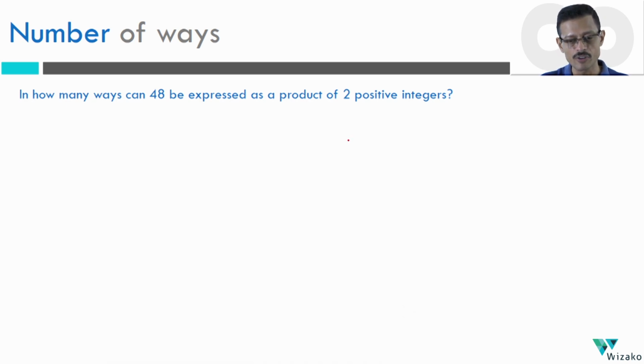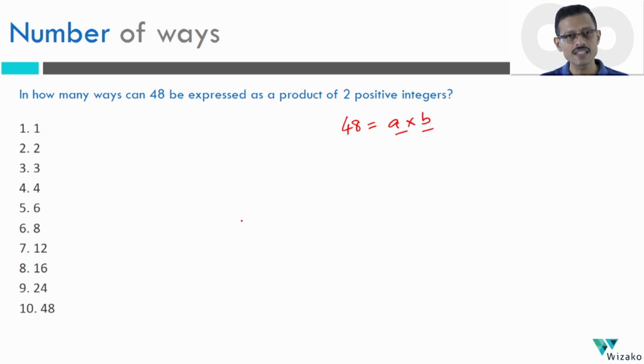In how many ways can 48 be expressed as a product of two positive integers? See, the question is asking in how many ways can I write 48 as an A into B? It's quite evident that both A and B will have to be factors of 48. So our starting point is going to be listing down the factors of 48. These are all the factors of 48. We've already seen it with the earlier video.